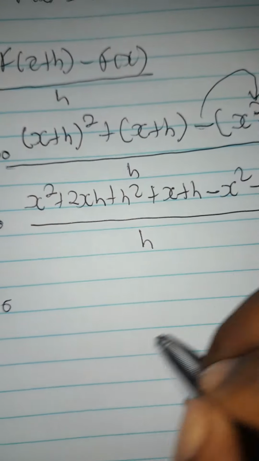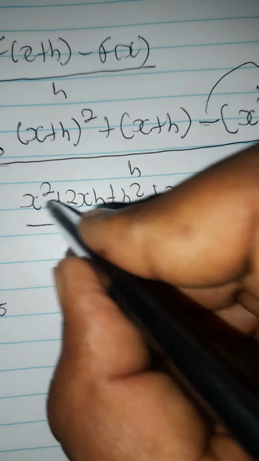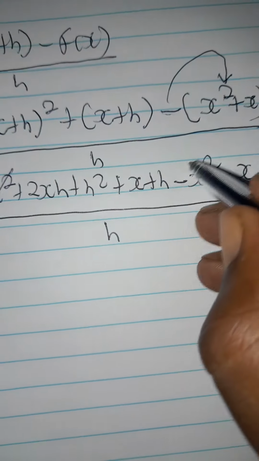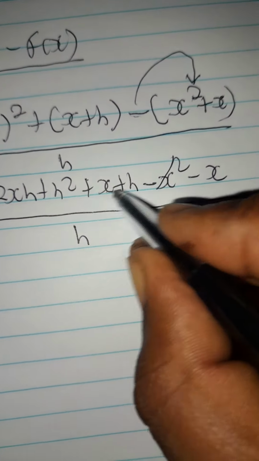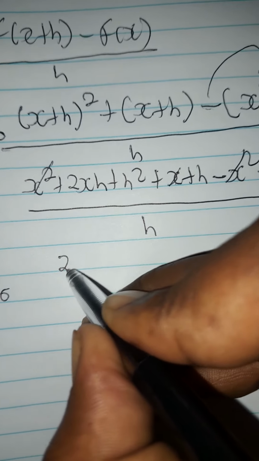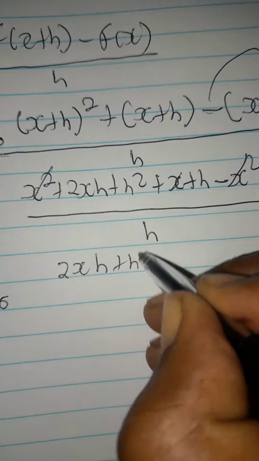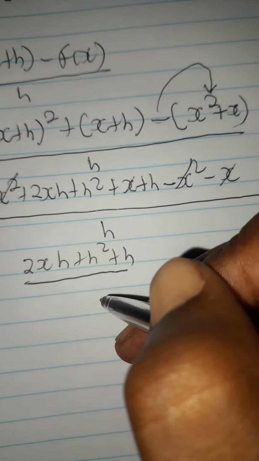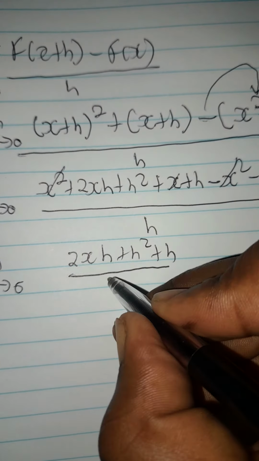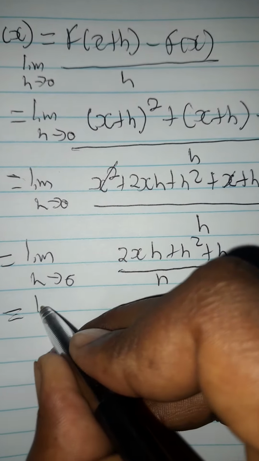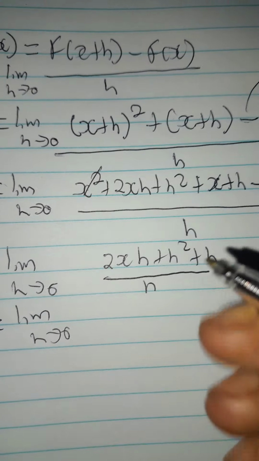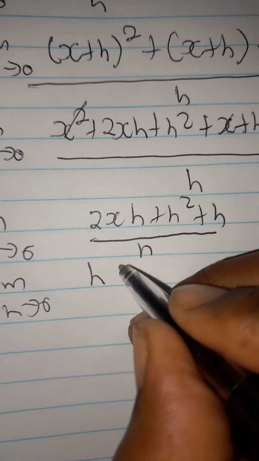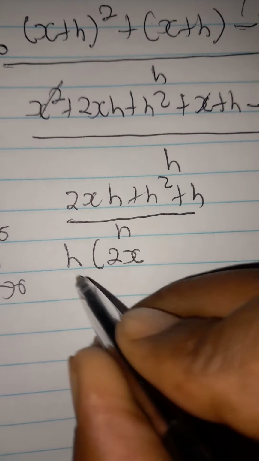So from here, you check your like terms. Do we have x squared and x squared? It's 0, so they will cancel each other. Then we have x and x, which is also 0. They will cancel each other. Then we are left with 2xh plus h squared plus h, divided by h. So we need to factor out h in this case. When you factor out h, it will be h. Then you'll be left with 2x there. So remember that h times 2x is 2xh.